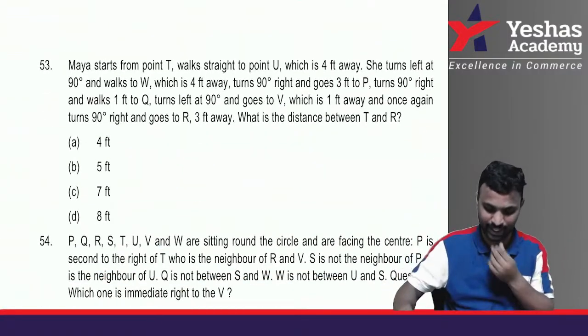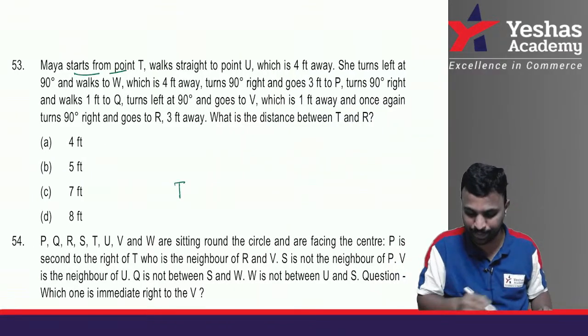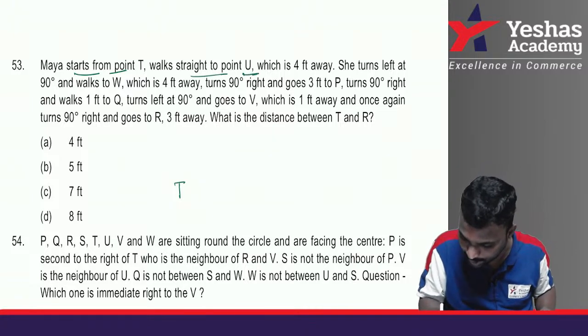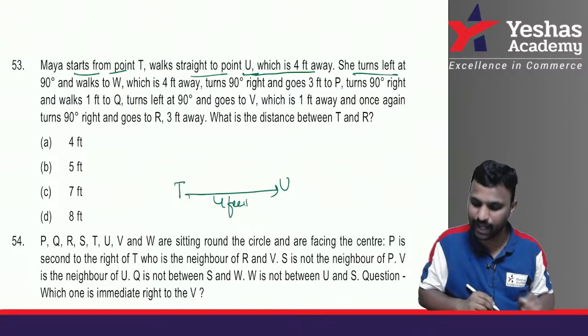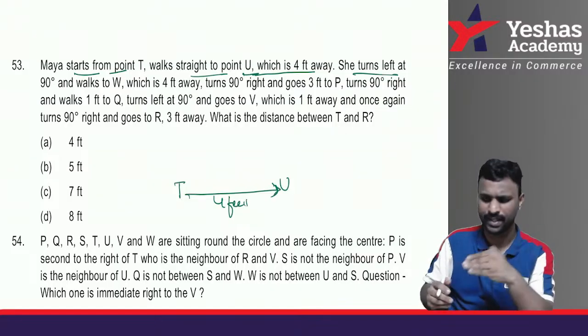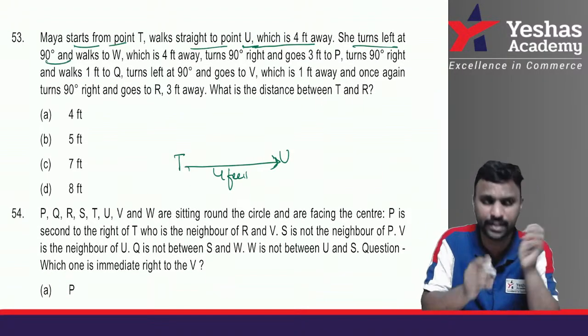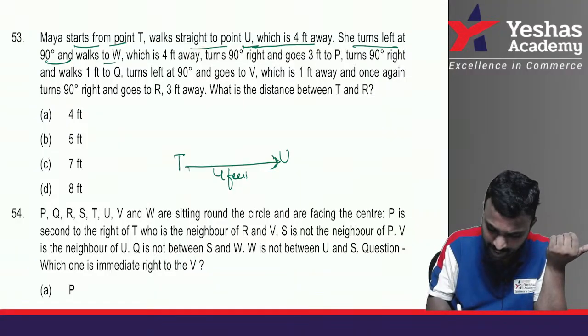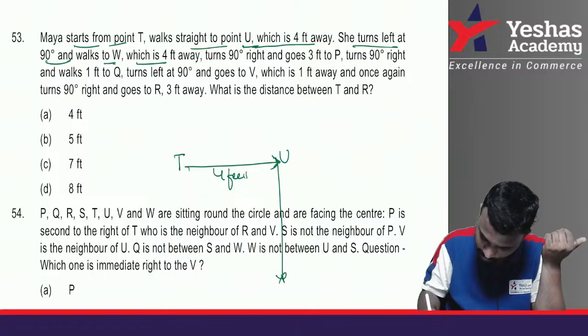Moving on to the next question, that is the 53rd. Maya starts from a point T. She started from a point T, walked straight towards point U, which is 4 feet away. This is U, 4 feet away. Then she turned to the left. Left is obviously going towards east. Left is downwards. How many feet? At an angle of 90 degrees. Even if they had not said 90 degrees, it would be 90 degrees only. She walked towards W, which is 4 feet away. Here is the point W.